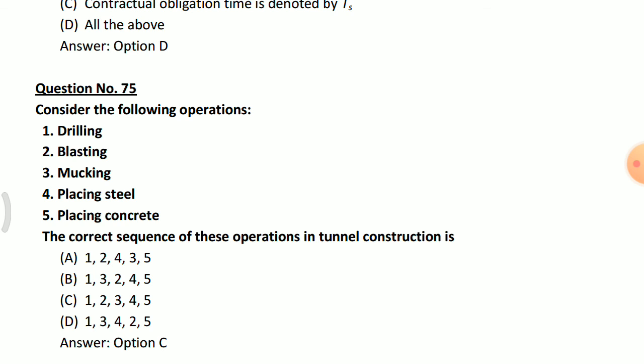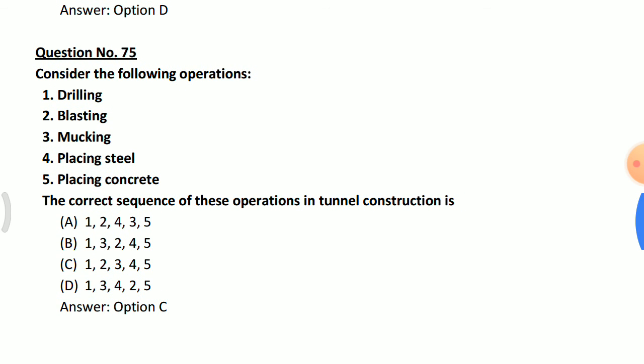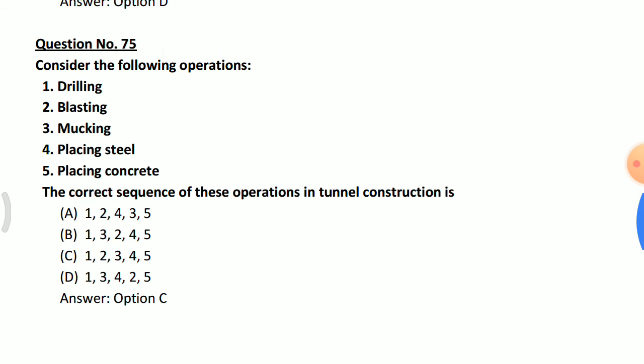Consider the following operations. The correct sequence of this operation in tunnel construction is option C. That means first is drilling and blasting, then mucking, then placing of steel, and finally placing concrete.